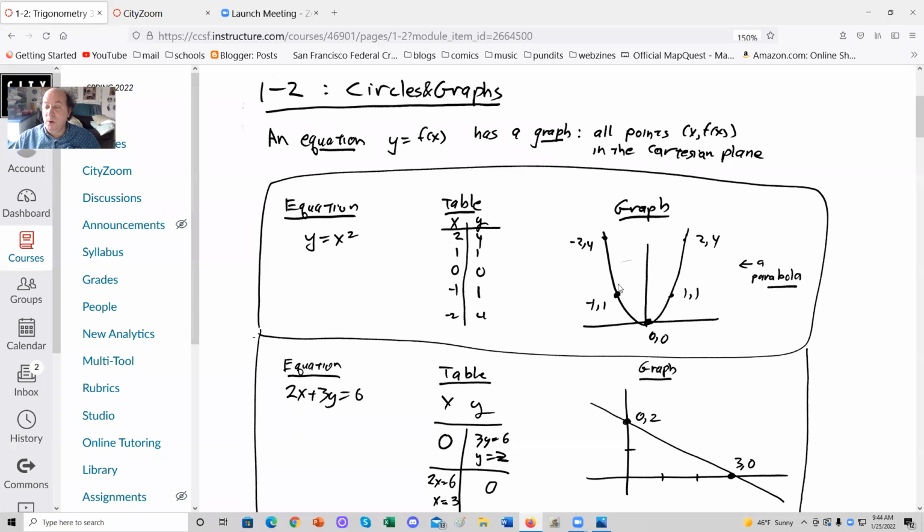But okay, if you plot more, which is what your calculator does, several hundred points or several thousand, it'll create a shape like this, a U-shaped curve called a parabola.